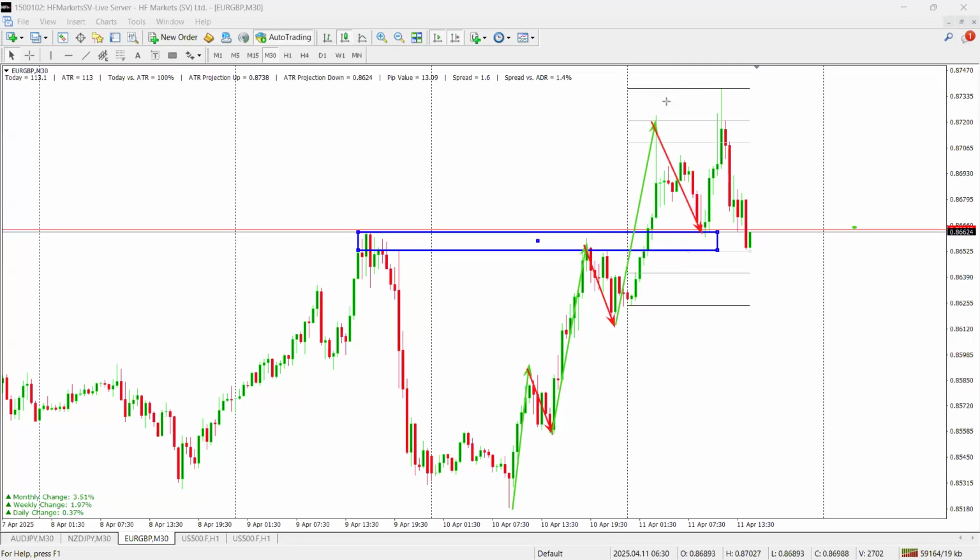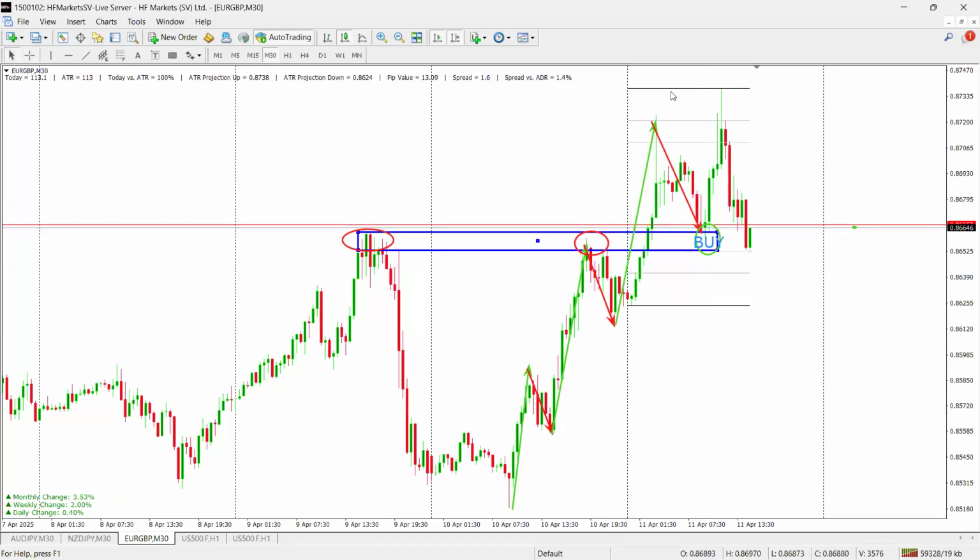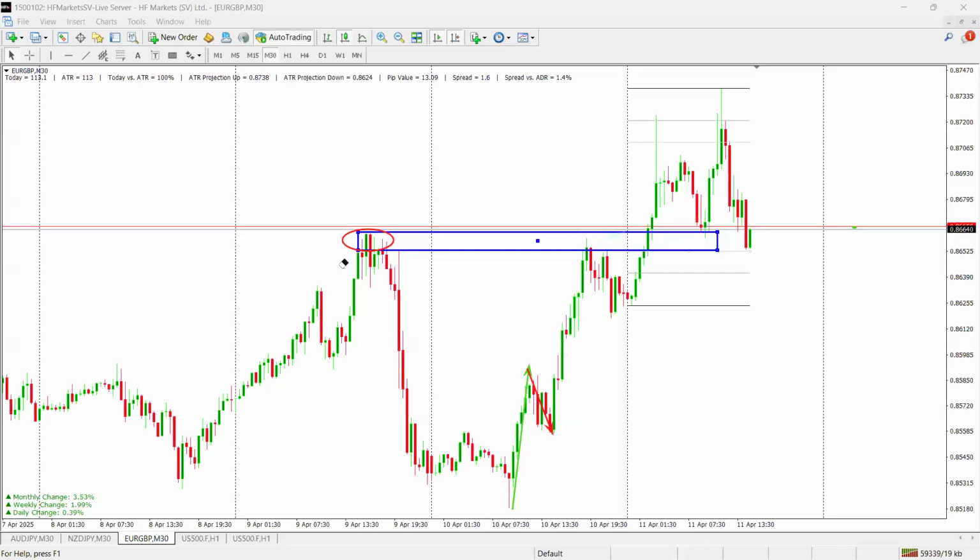You can see resistance, resistance. After it was broken, it became support. If the person who saw this breakout bought from here, this was at least how many pips back up on a retest? At least 70 pips on a retest back to the top.